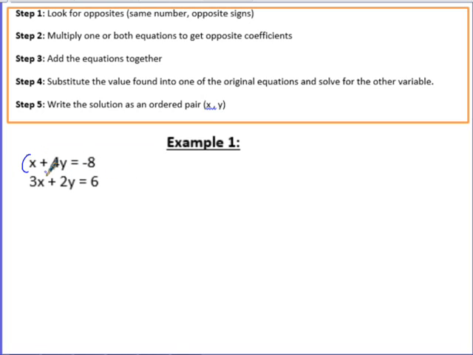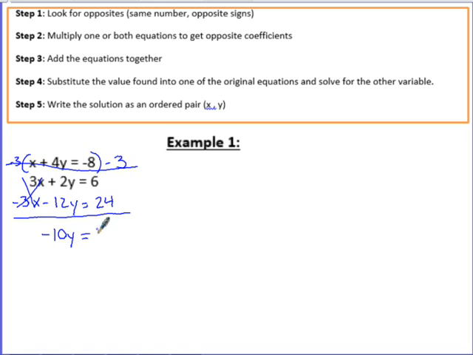I'm going to go with the first option, so I'm going to multiply everything in the first equation by -3 to create my opposites. So now I have -3x minus 12y, and that's going to be equal to +24. So I'm done with this equation. Now here are my two that I'm going to add together to eliminate. So 3x minus 3x is 0. 2y minus 12y is -10y. 6 plus 24 is 30.